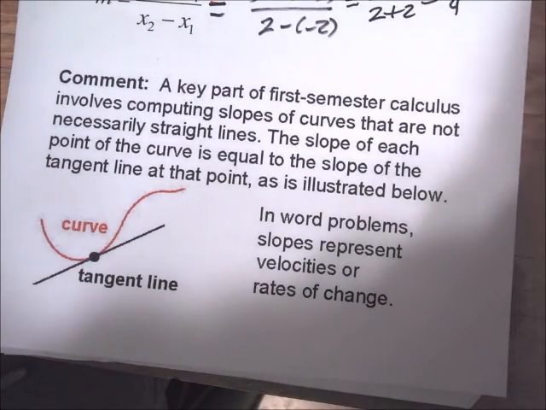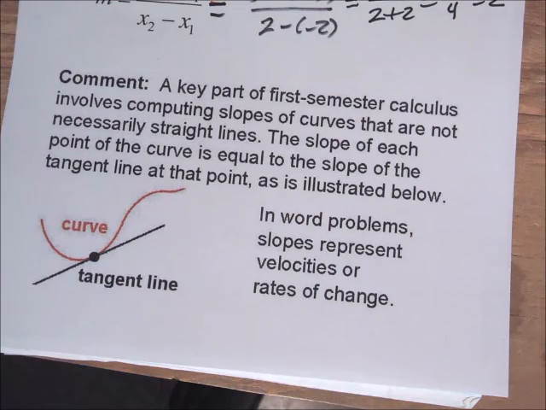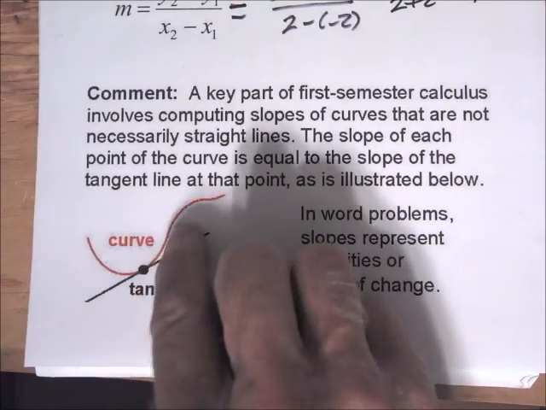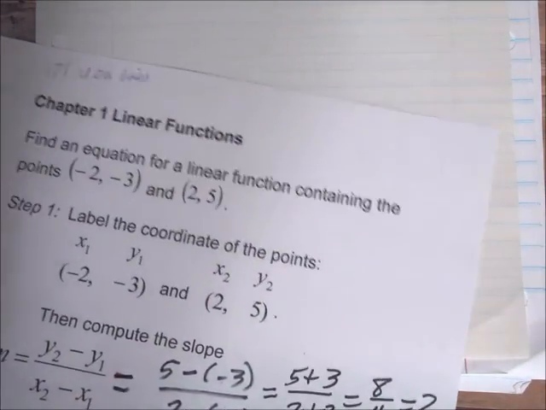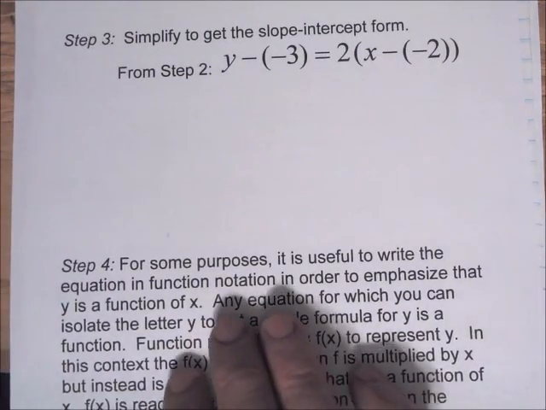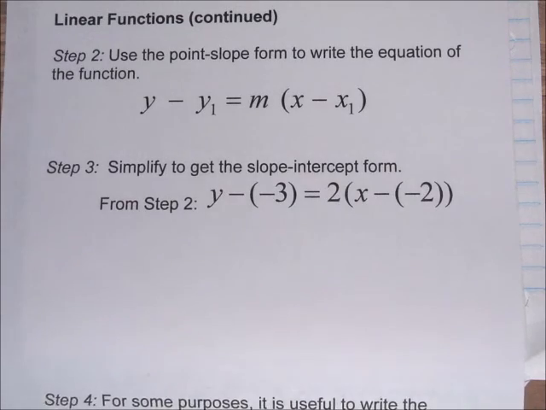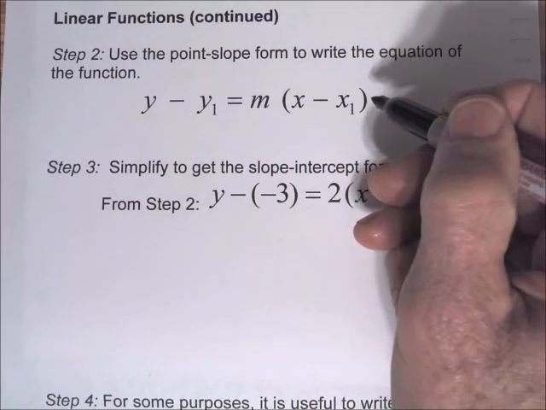But we'll be using the formula for the slope of straight lines to compute the slopes of curves. So this is an important part of calculus. Once we have the slope, then we can use the point slope form to write down the equation. The point slope form is y minus y1 equal m times the quantity x minus x1.